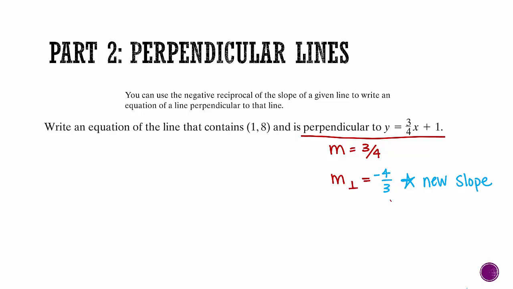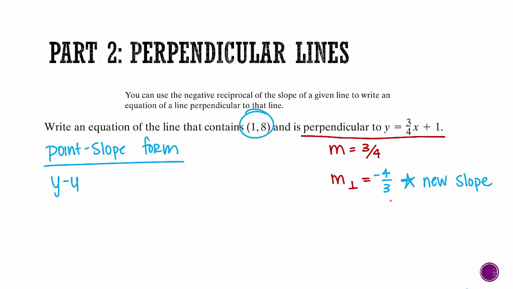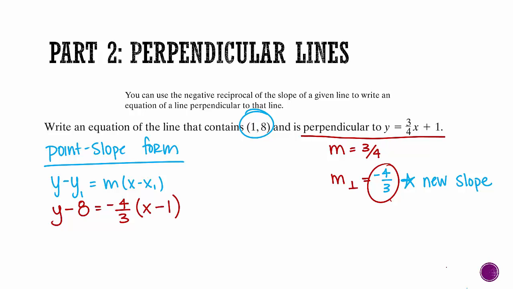And our line also has to go through this point, 1/8. So again, we're going to use point slope form and plug in what we know. I'm going to write down the form again, because the more we write it down, the better it'll stick in our heads. And plug in the information we're given. So y minus the y in my point, which is 8, equals the new slope, which is the opposite reciprocal, that -4/3, times x minus the x in my point.